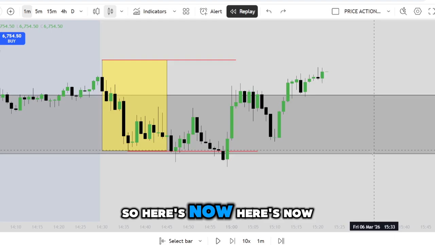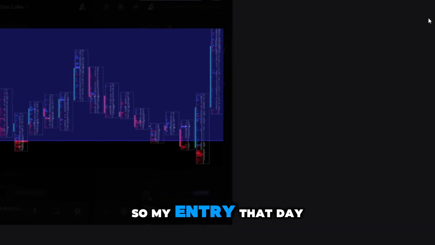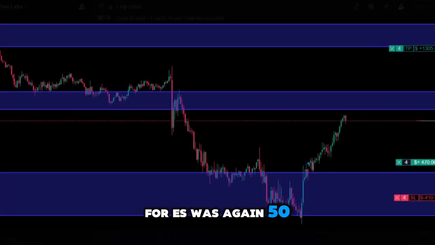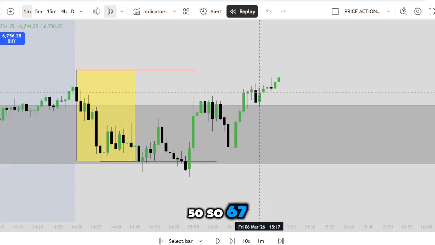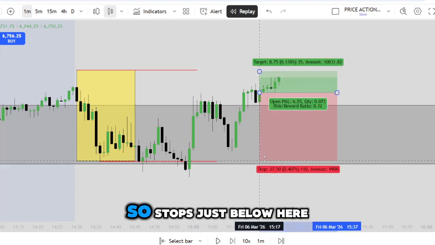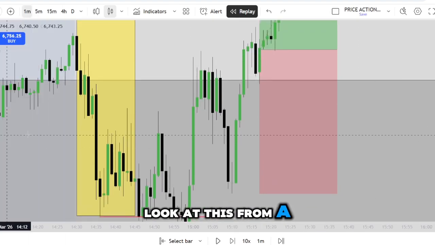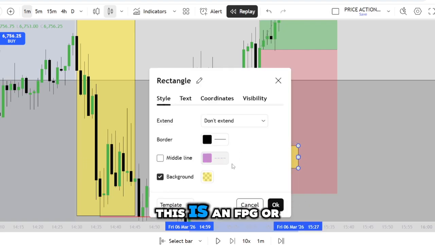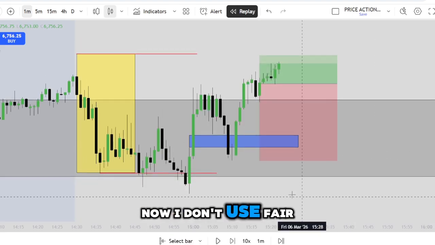Right? So here's now where the entry became interesting. My entry that day for ES was again 67.50. All right, 67.50, right? So stops just below here. Again, if we just take a look at this from a basic view, I don't really use that many ICT concepts, but for those who are wondering, this is an FVG, or a fair value gap, on the 1 minute time frame.